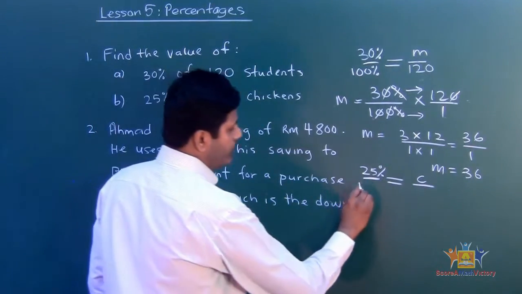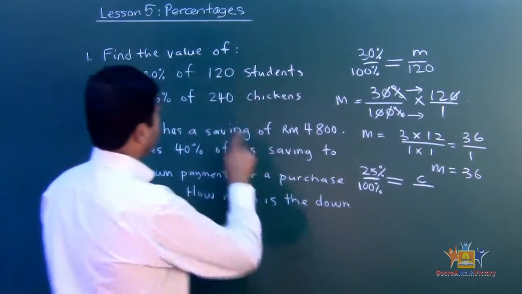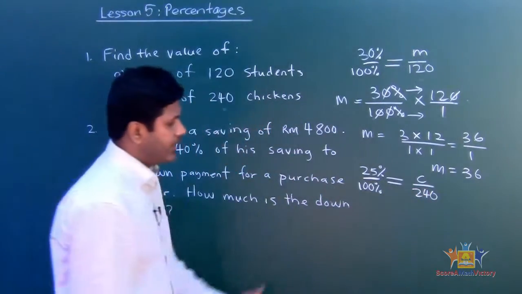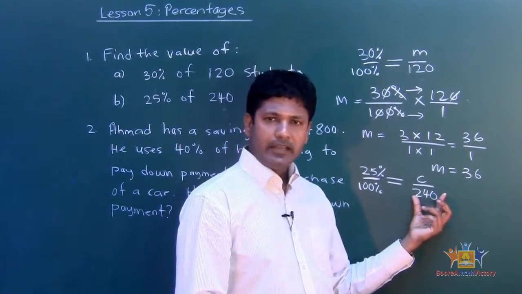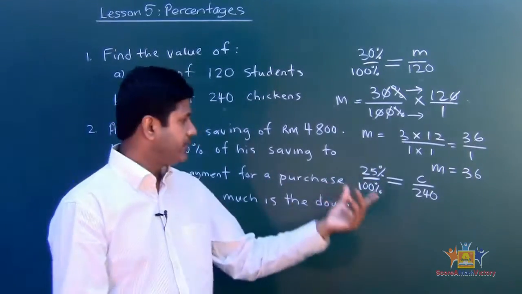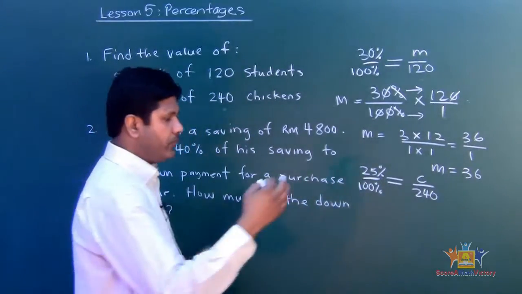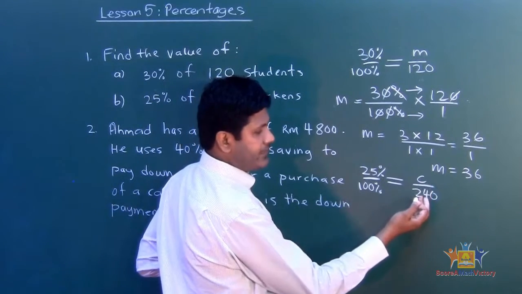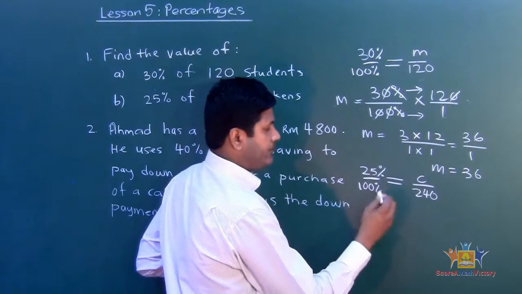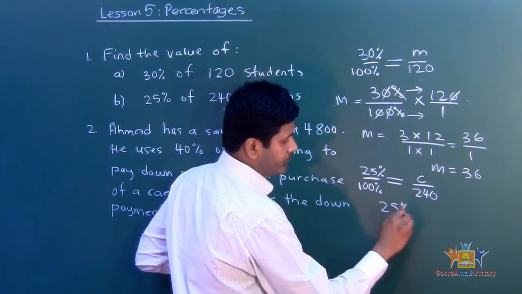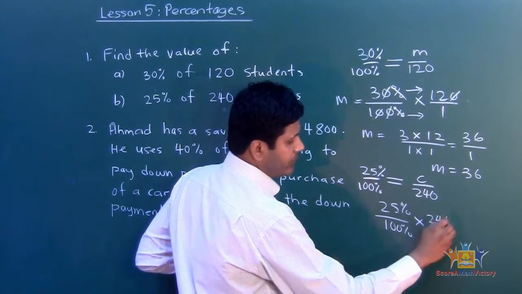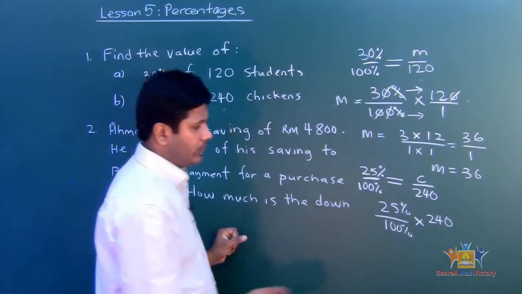And I know 100% is how many chickens? 240 chickens. I'm going to put 240 chickens right there. See, I kept the percentages on one side, the numbers on one side. And I'm looking for C, the number of chickens that makes 25%. So I have to move 240. In order to find C, 240 has got to go. It's dividing. Division crosses the bridge, multiplication. So 25% over 100% times 240, which equals C.